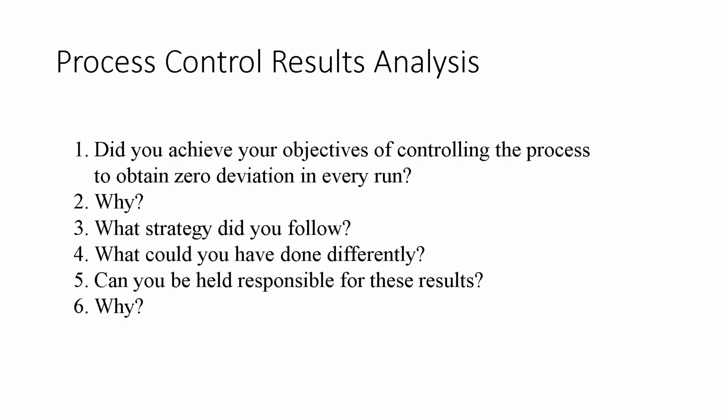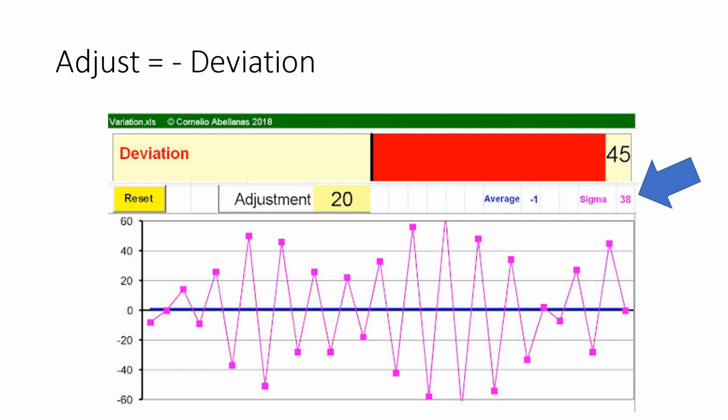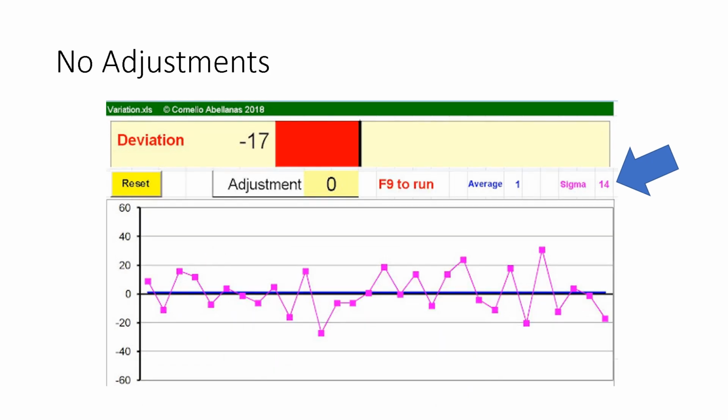Don't worry, you have been given an impossible task. With our adjustments, we made the process much worse, increasing variation, standard deviation, to 38. With no adjustments, the standard deviation would have been much lower, 14. We see that the process has random variation and its average deviation is well centered in 0. This means we can't improve it with our adjustments. In fact, we will increase the variation and make it worse. In this case, the operator has been given an impossible task.